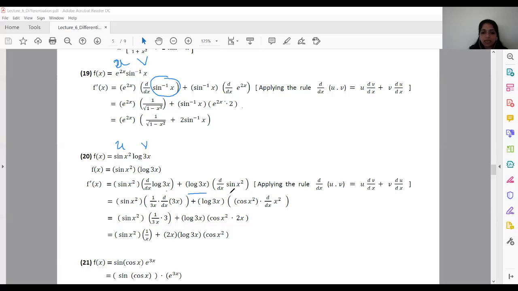The derivative of sin x square: sin is our function, x square is our theta. So the derivative of sin is cos. X square remains same, that is our theta. And by applying chain rule, d by dx of x square is 2x. So both 3 will be cancelled. So sin x square into 1 by x, plus 2x log 3x into cos x square.